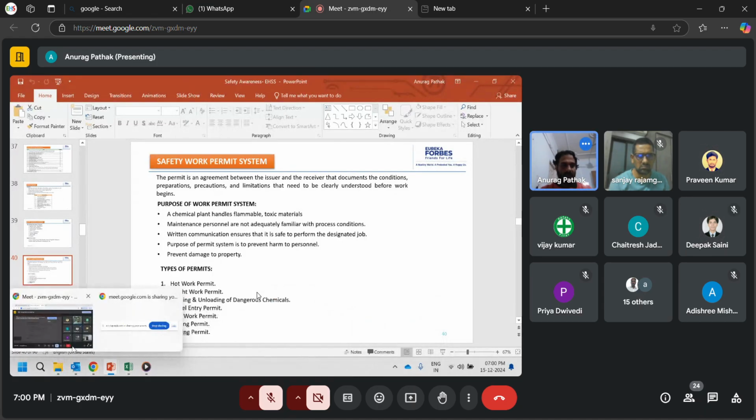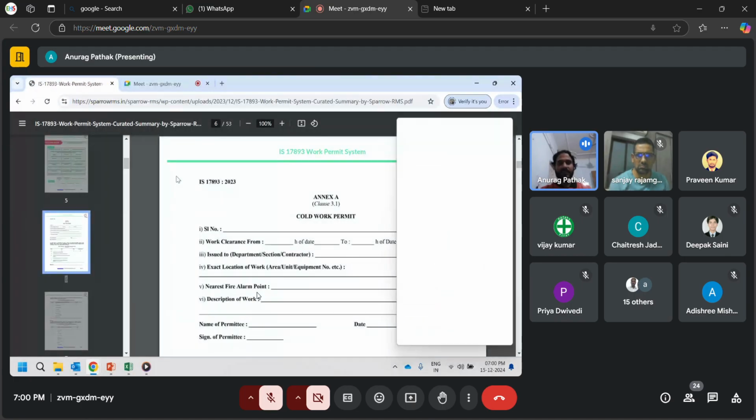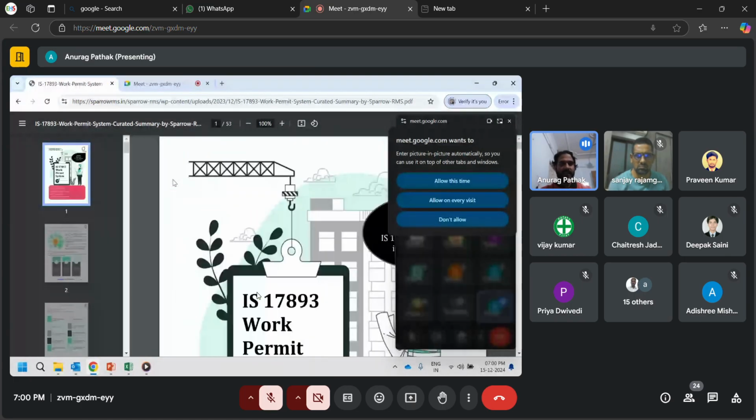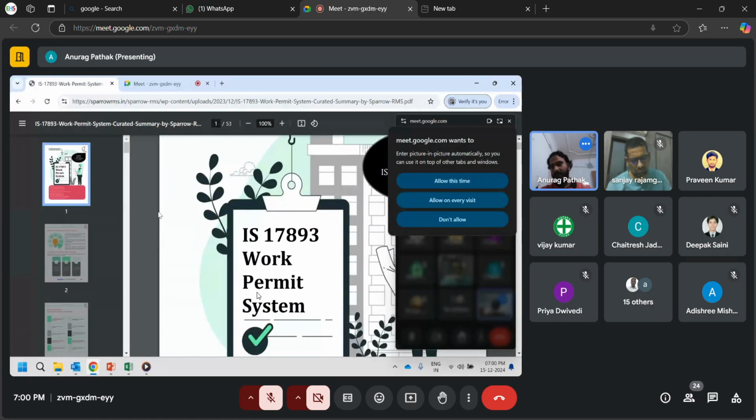Okay. So does anyone know about the work permit system, IS 17839? In India, before 2023, there were no standards for the work permit system. There was no such standard from the government of India. After 2023, we have the authentic IS 17839 work permit system in India, which we have to follow.